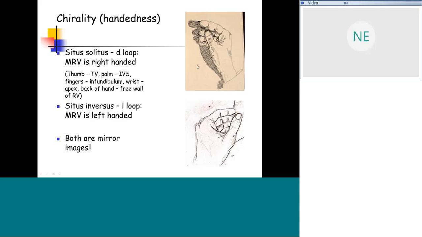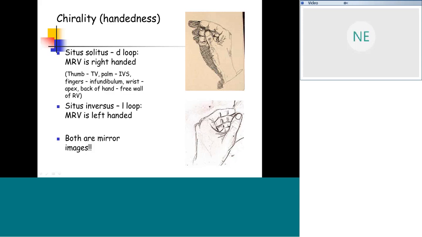There is a rule of chirality which is called rule of handedness, where the right hand is compared with the morphological right ventricle. So this is how you will hold the right hand, where you have the thumb, the palm, and the fingers. So what happens is, if it is situs solitus with D-looped ventricles in a normal heart, the morphological right ventricle is right-handed. In the sense, you can put your hand and decide the inlet, cavity, and outlet, and this is how the right ventricle is situated inside, where the thumb is the tricuspid valve, the palm is the interventricular septum, and the fingers is the outflow tract.